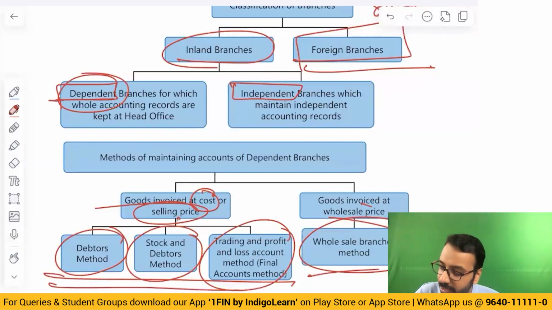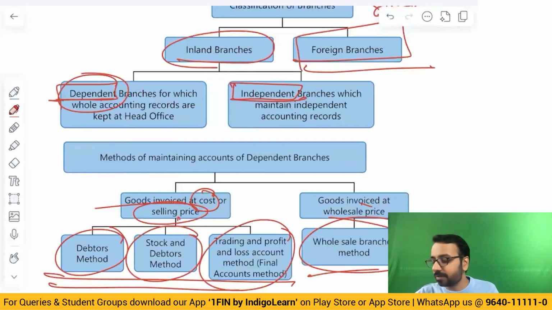First, you have to figure out whether it is a dependent branch or an independent branch. Dependent means the branch is dependent on the head office for everything. Goods will be supplied by the head office. Prices will be determined by the head office. Collections have to be remitted back to the head office. All the decisions are based on the head office. For example, if you consider the body, this hand is fully dependent on the brain. The way the brain directs, the hand will move. So this is a dependent branch, something like an integral operation.